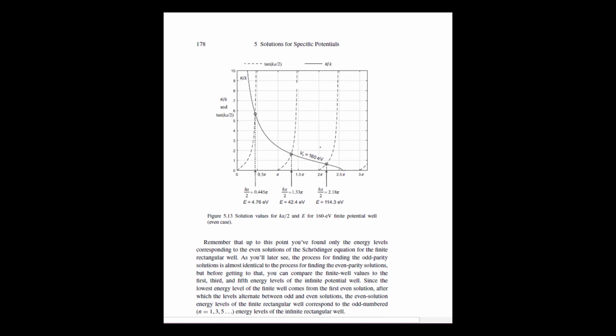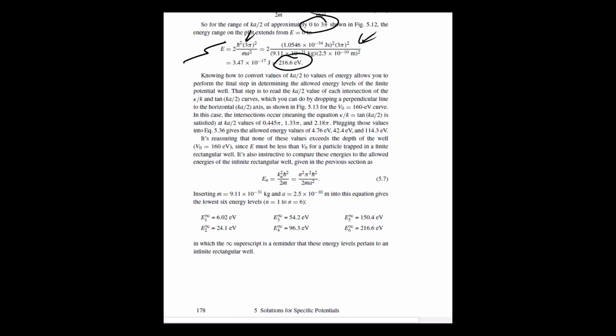So we'll take the 160 eV case. There's one solution, drop down. We get Ka over 2 is equal to 0.445. If we then convert that to energy, we find out it's equivalent to 4.76 eV. Next solution, drop down. Ka over 2 is 1.33 pi. That's 42.4 eV. And the third solution, 2.18 pi for Ka over 2, 114 eV for E. So do those make sense?